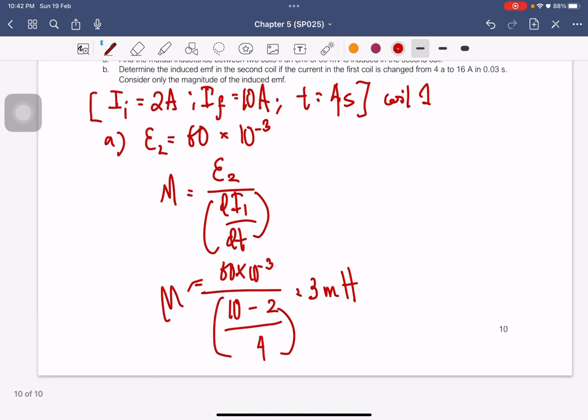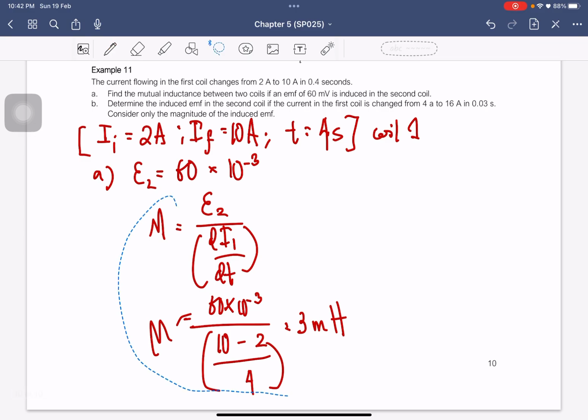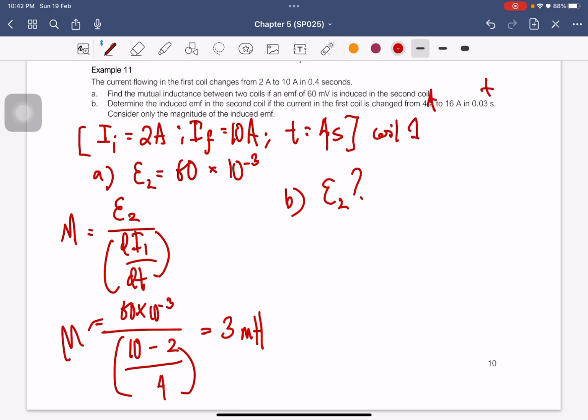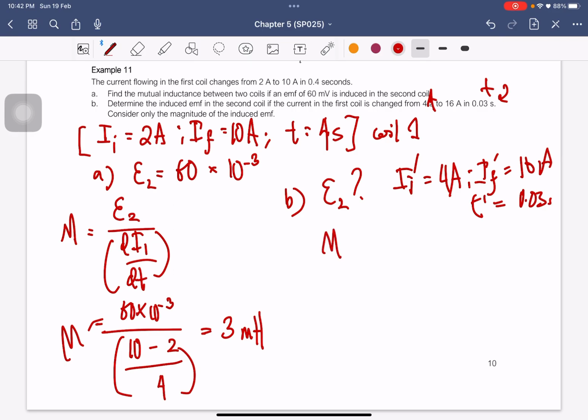Okay, so the unit of mutual inductance is also Henry. So here is 3 millihenry. For question B, we have to determine the induced EMF in the second coil if the current in the first coil is changed from 4 ampere to 16 ampere in 0.03 seconds. Okay, so now the initial is 4 ampere, and the final is 16 ampere. The time is 0.03 seconds. So this is the induced EMF we are asked for.